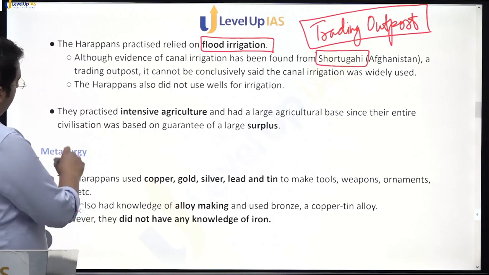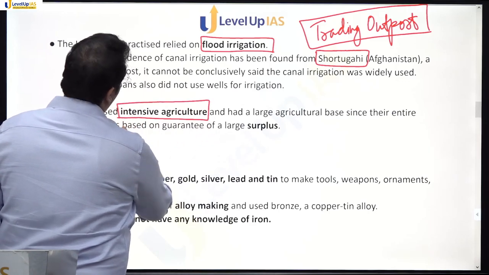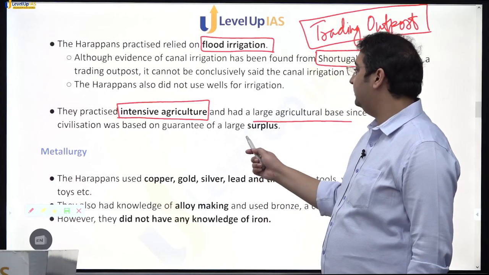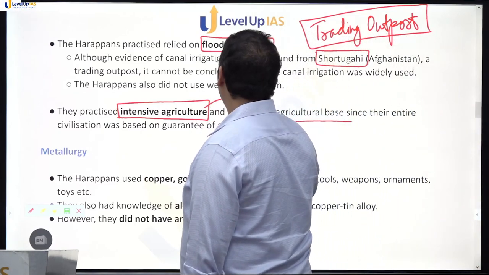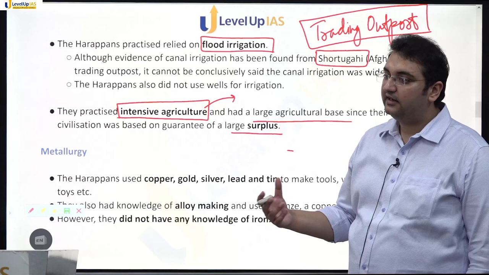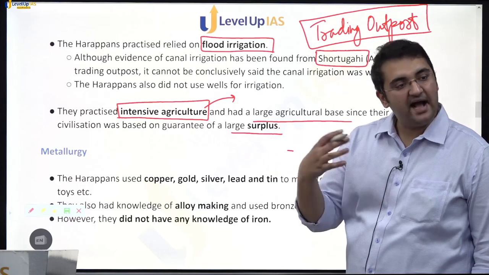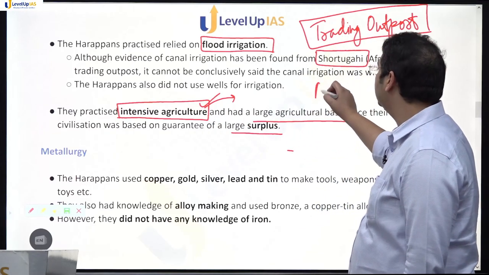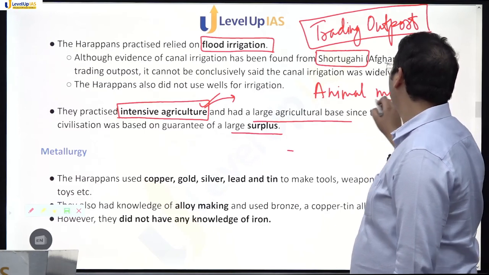Chaliye. Now, they practiced intensive agriculture and had a large agricultural base, since their entire civilization was based on the guarantee of a large surplus. What is the difference between intensive and subsistence agriculture? Subsistence agriculture is for fulfilling your own personal needs. Intensive agriculture is to maximize production to get a large surplus. Okay? So they also used animal manure as what?